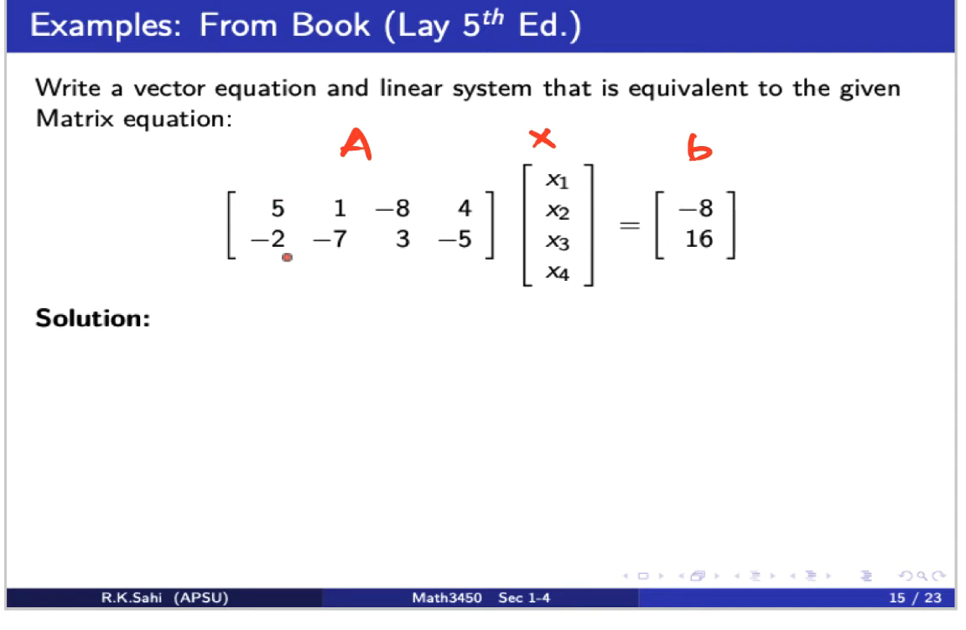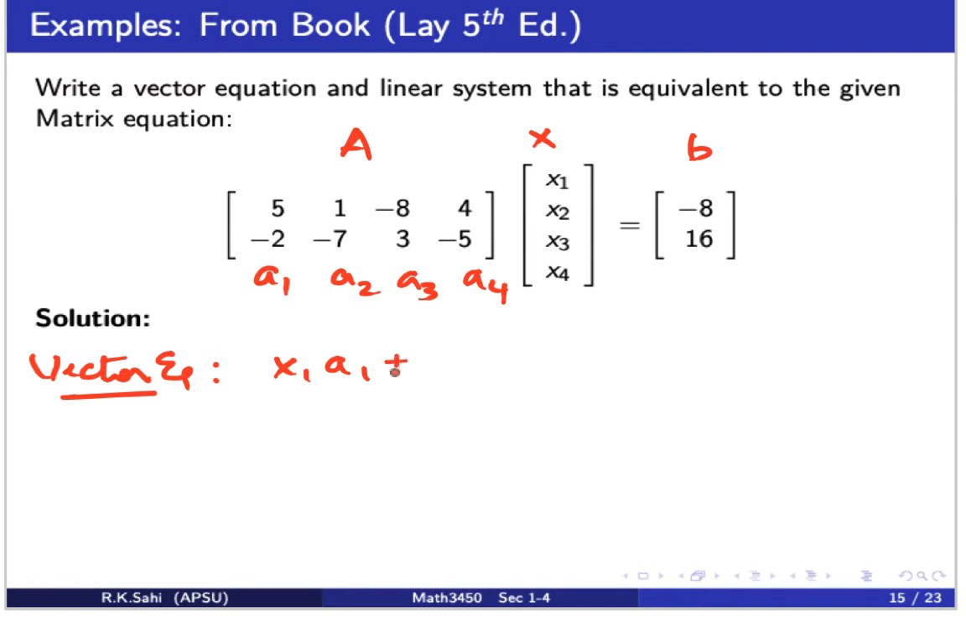Now remember, the first column is the vector A1, then A2, A3, and A4. That's how I write it down, so in my mind I know what goes with what. Notice why I'm doing it in such a way: I'm making sure the subscripts are matching. Because when I write down a vector equation, if you recall, the vector equation is what? x1 a1, plus x2 a2, plus x3 a3, plus x4 a4 equals b.